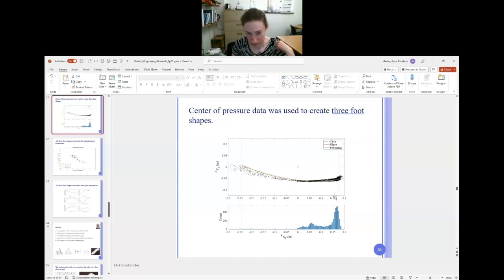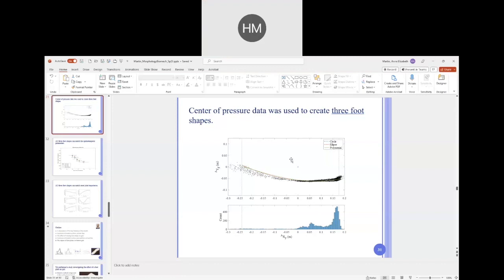So this is in units of meters. We trim it at about a quarter meter behind the ankle joint, which obviously nobody has a foot back there. I see. Oh, thank you very much. You're welcome.